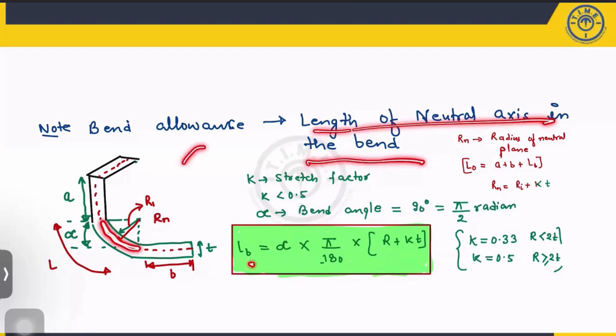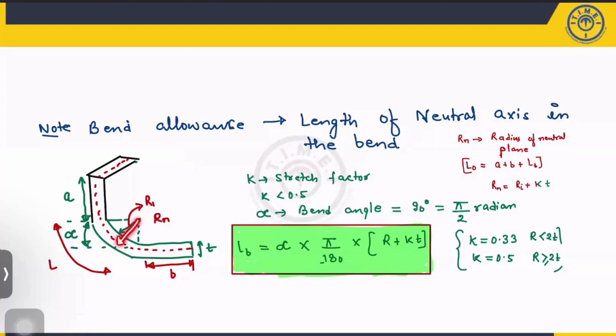You know that in any circle, if you take these 2 points, what is the length of the arc? R into alpha only. For example, this is the R radius and this is the alpha angle. What is the length? R into alpha. Yes or no? But if you want to calculate the radius of the neutral axis, it is the inner radius R plus K into T.